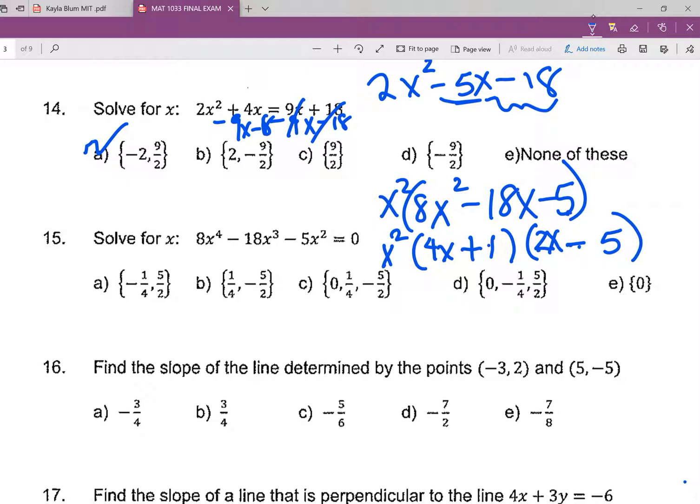This product gives me 8x squared, and this product gives me negative 5. So my solutions are negative 1 over 4 and positive 5 over 2. So answer choice A.